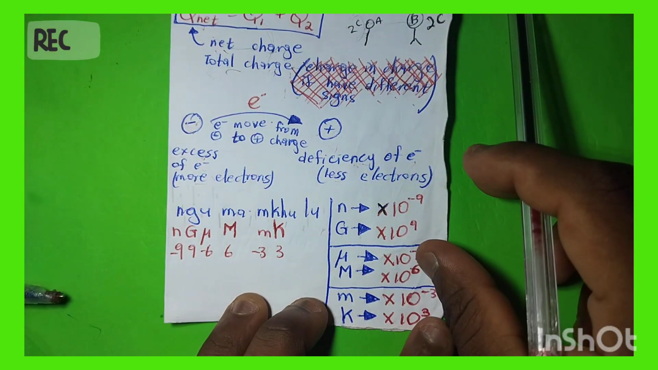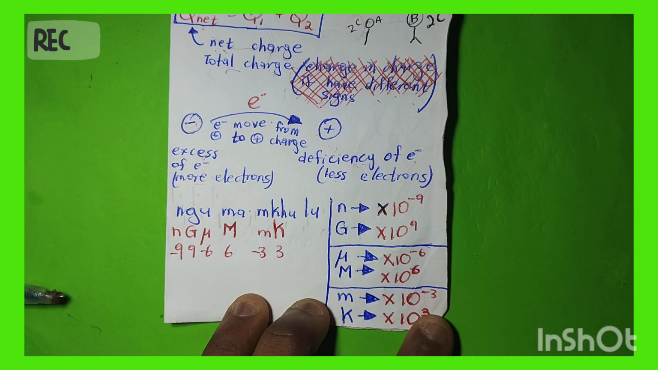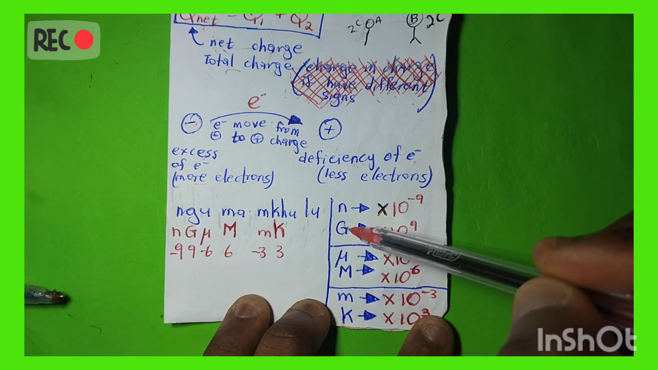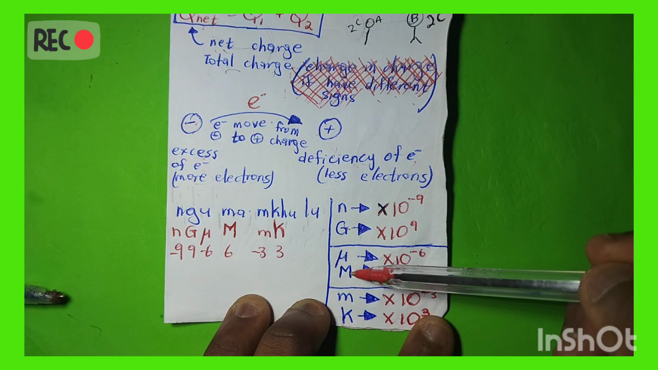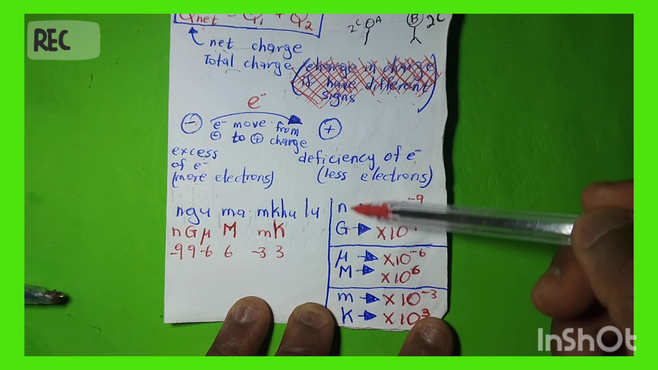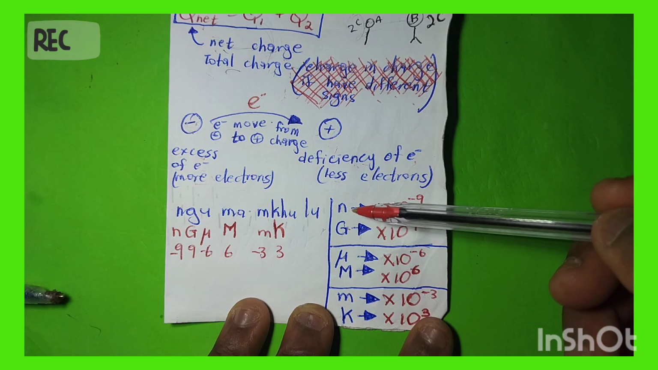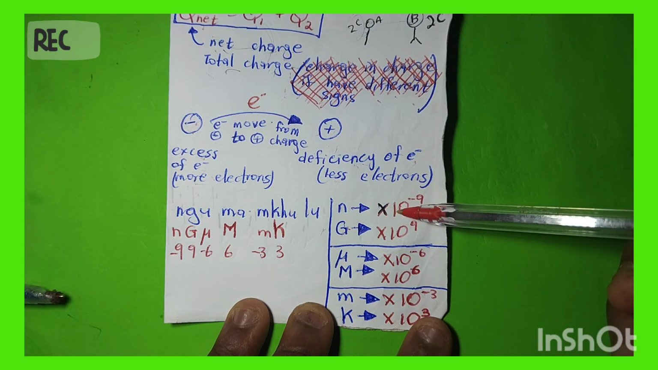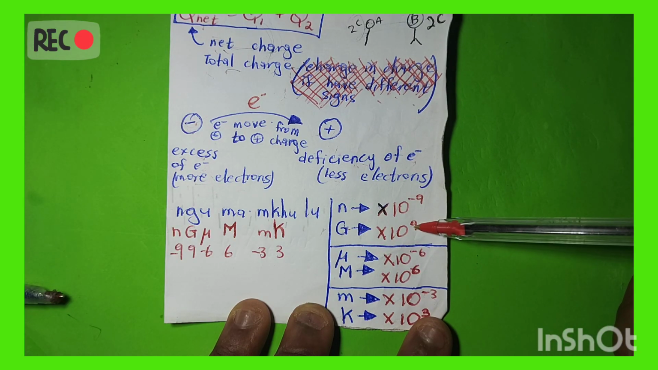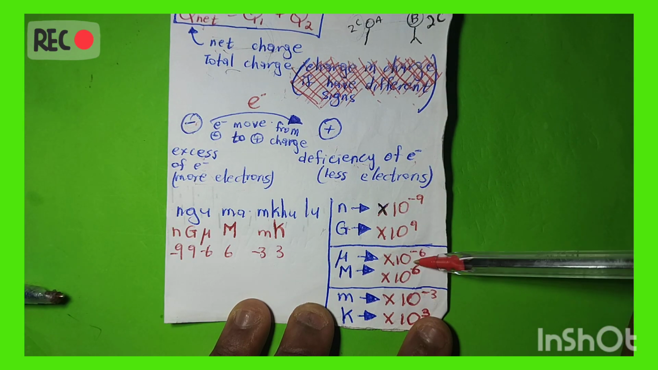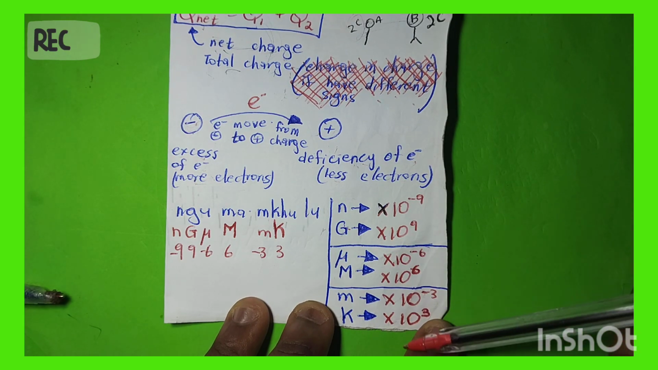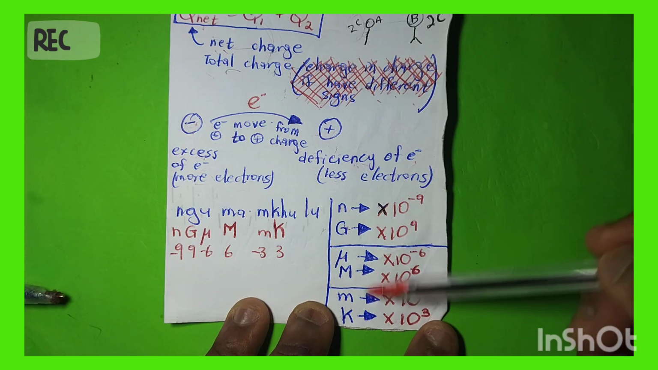There are also these prefixes that you should know: nano, giga, micro, mega, kilo, milli. When you see n, it represents 10 to the exponent negative 9, and this one represents 10 to the exponent 9. All those things, you should know them by heart. You should cram them.